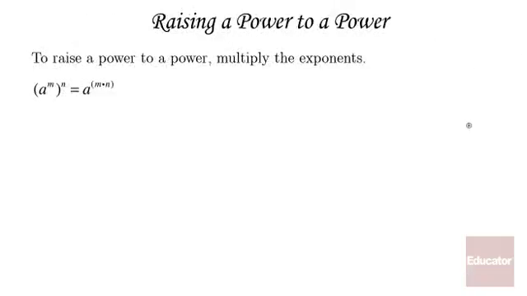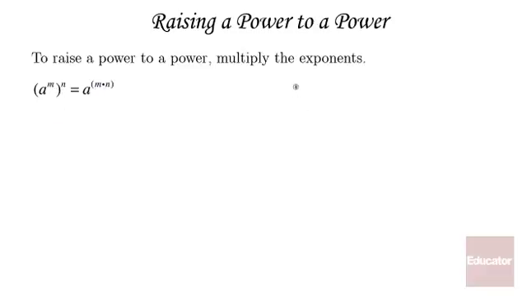Raising a power to a power. To raise a power to a power, you're going to multiply the exponents. Be careful of the difference between multiplying powers and dividing powers. Those rules, raising a power to a power and later raising a product to a power, you're going to have to keep very separate. So here we have a to the m raised to the power of n becomes a to the m times n.